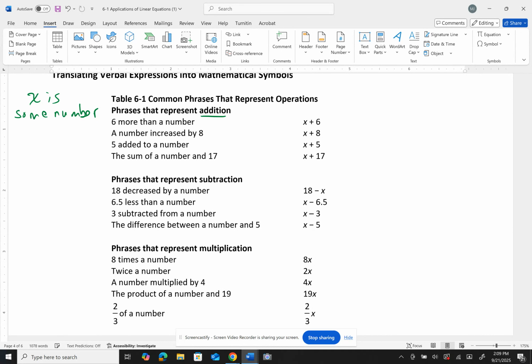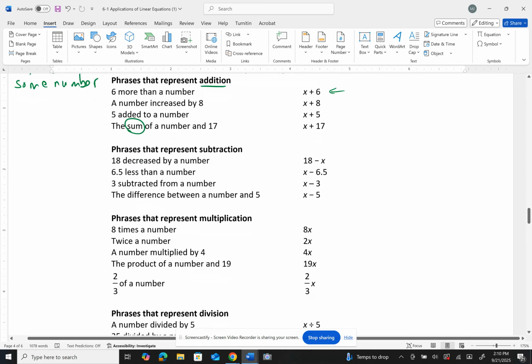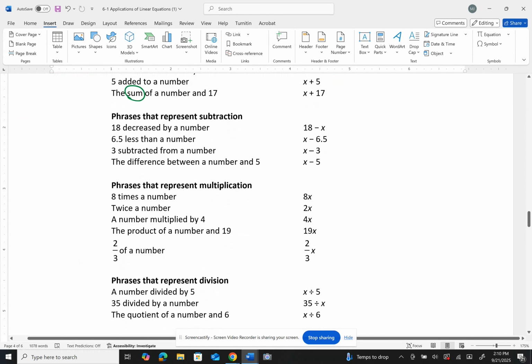So if it says you need 6 more than a number, then x plus 6 would be the expression. Or if you had a number increased by 8, you could use x plus 8. 5 added to a number, x plus 5. And then the word sum means addition as well. So the sum of a number and 17. Okay?